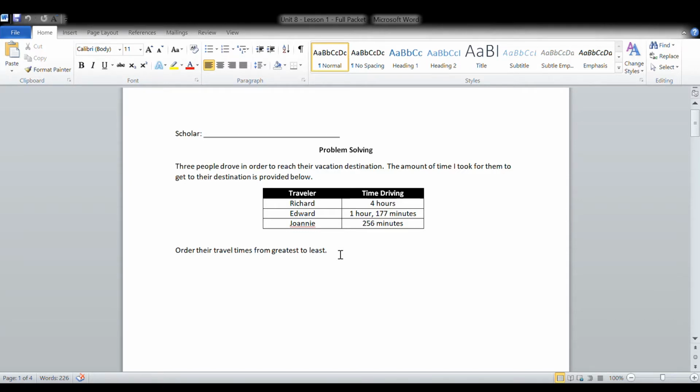Pause now. Try it. See what you need to do to figure that out. So, the first thing you might have done is seen that 256 is the biggest, 4 is the smallest, 1 hour 77 in the middle, seeing the bigger numbers. But that's not going to work for us in this situation. So let's think about what we can do to make these work. So we need to get our minutes and hours into the same units.